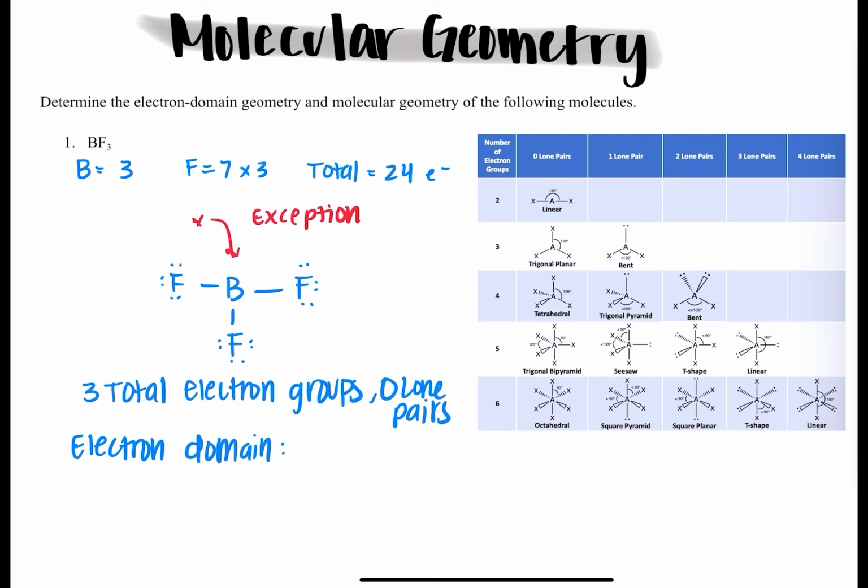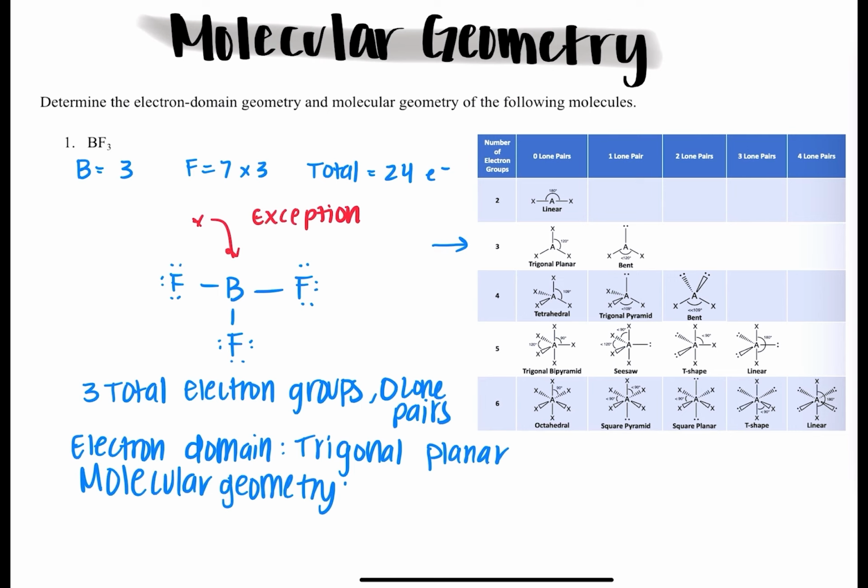So for electron domain geometry, we're going to just look at 3 total electron groups. So that will be our trigonal planar. And then since we have 0 lone pairs, our molecular geometry will be the same. So it's also trigonal planar.